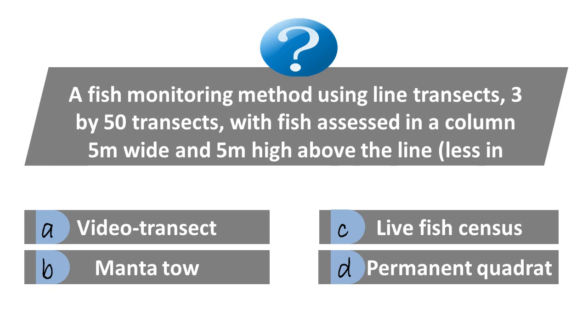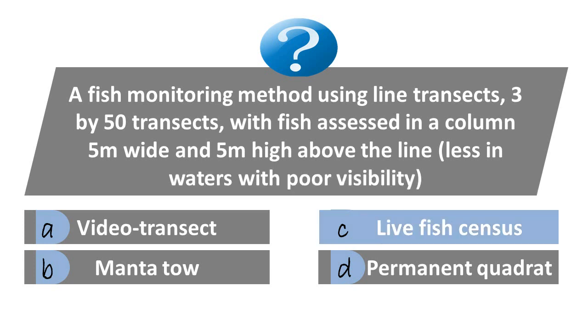Again, a fish monitoring method using line transects, 3 by 50 transects, with fish assessed in a column 5 meter wide and 5 meter high above the line, or maybe less than 5 meter if the water is turbid. A. Video transect, B. Manta tow, C. Live fish census, D. Permanent quadrat. Answer is letter C, live fish census.